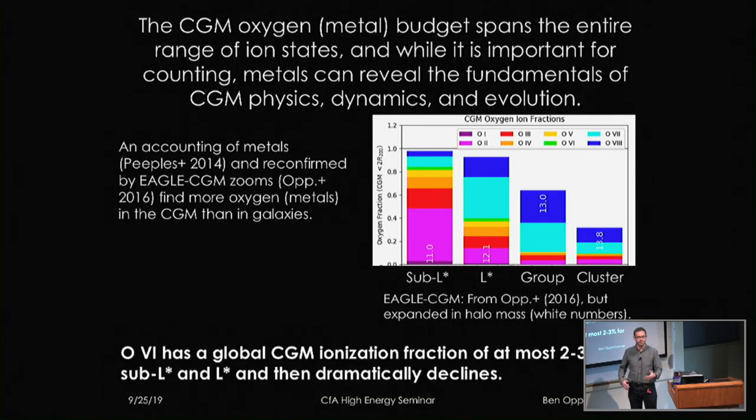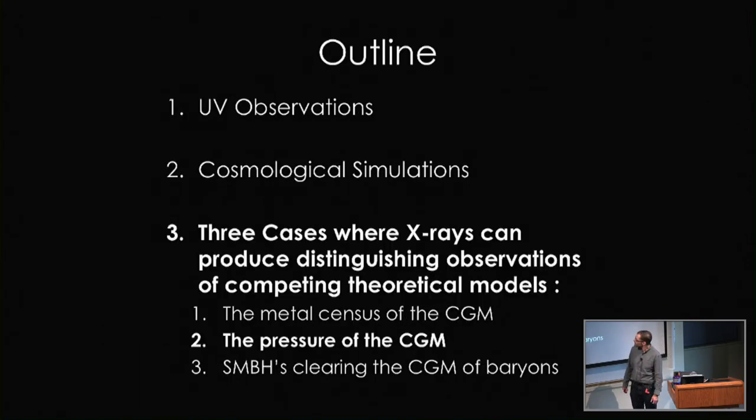So it will be interesting to do a survey with an X-ray telescope to not just find this green sliver around L-star and group galaxies, which goes away in the group galaxies, but to look at oxygen 7, oxygen 8 in sub-L-star galaxies, L-star galaxies, groups, clusters, kind of three orders of magnitude in halo mass. So that's the first case for X-ray observations. Next, I'm going to talk about the pressure of the CGM. And wow, I am moving fast, so that is great.